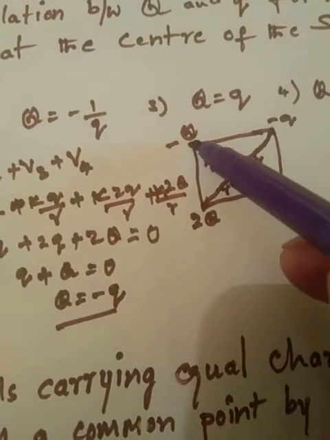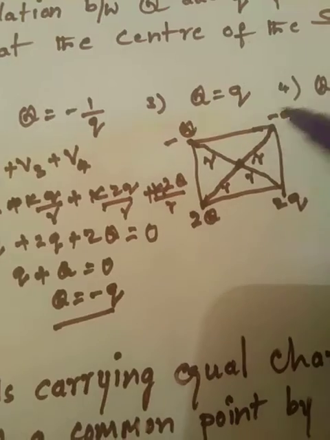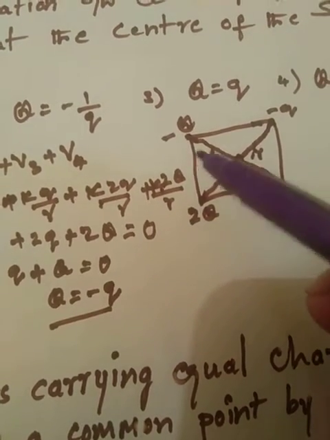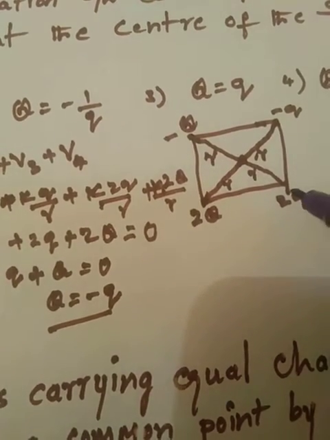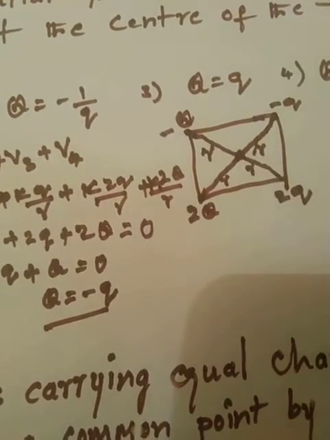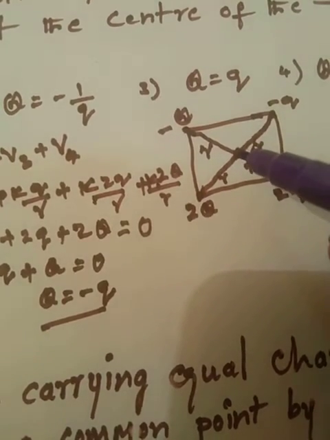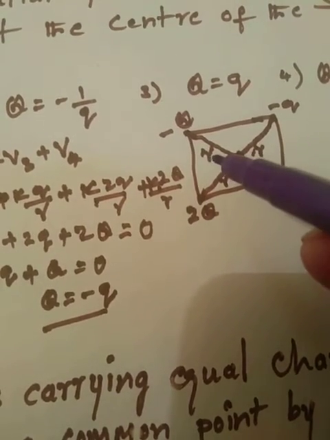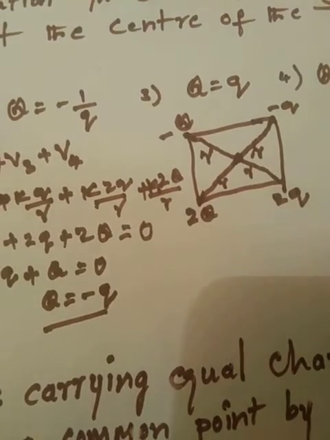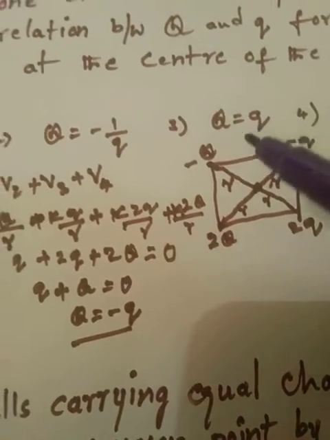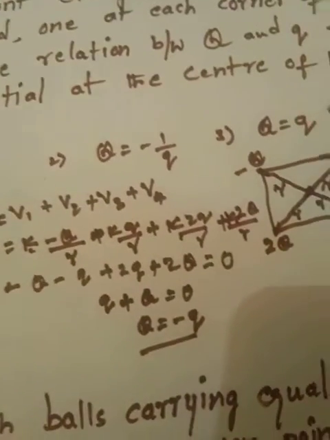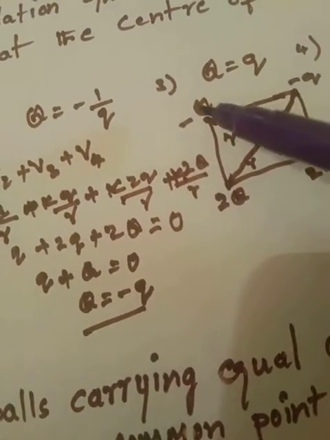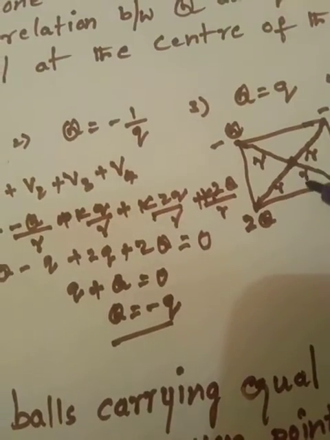They have given 4 charges, minus q and 2q, like this, and they placed each charge at the corners of a square, and the distance of each charge from the center, let's assume, is equal, r. The condition mentioned is that the potential at the center of the square is 0. Then we need to find out the relation between capital Q and small q.